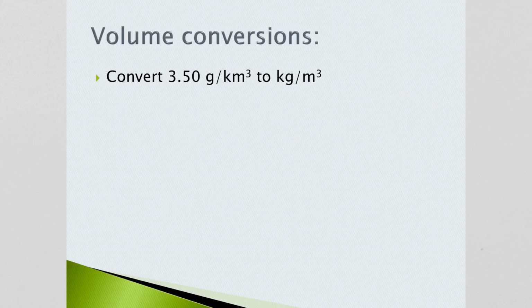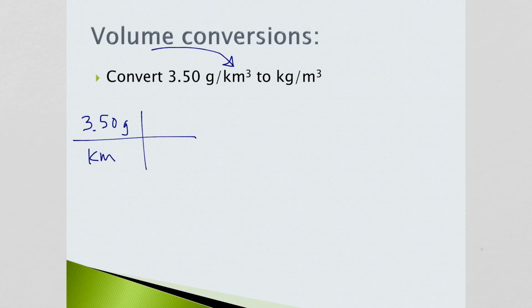Finally, in this section, volume conversions. The volume conversion in this one is actually the denominator unit. Overall, this is a density value, but the volume conversion is in the denominator. So now we have 3.50 grams per kilometer cubed. So this is a combination of both the volume unit in the denominator, and it's a combined conversion because it's got both numerator and denominator.